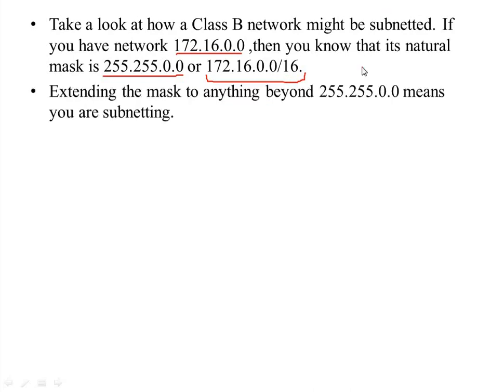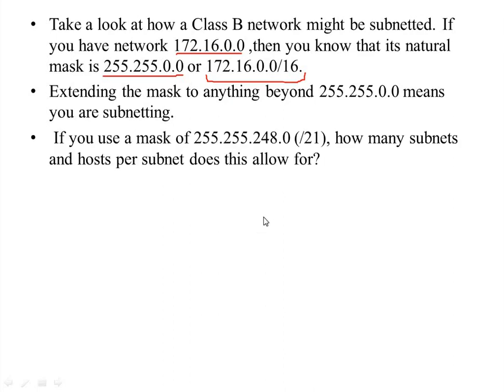Now I want to extend it beyond that for subnetting purposes. I'm going to design it as 255.255.248.0, which is equivalent to /21, because I am taking the next 5 bits from the host. I am stealing 5 bits from the host.